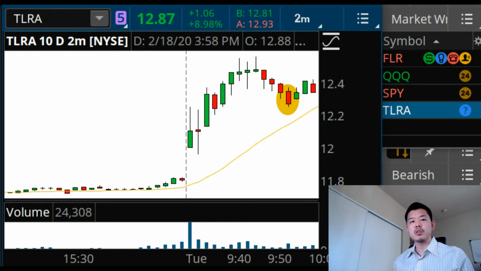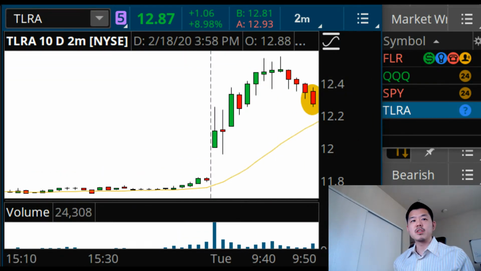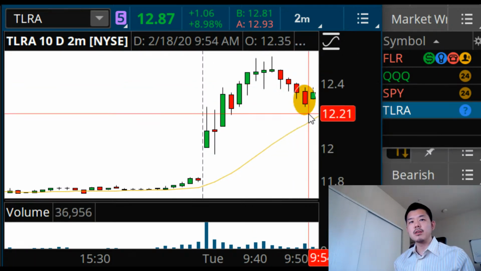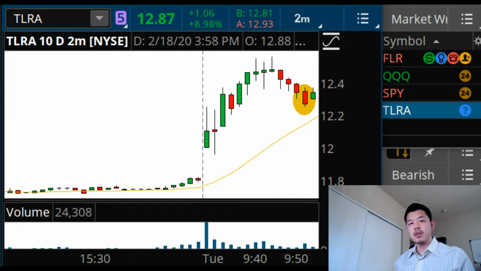So as we're watching this come in, we're anticipating that if it breaks out over this bar, I'm going to be in, and then the stop goes down here.